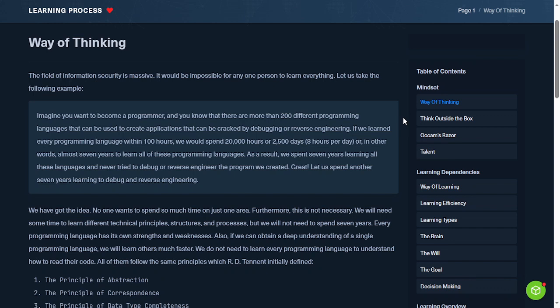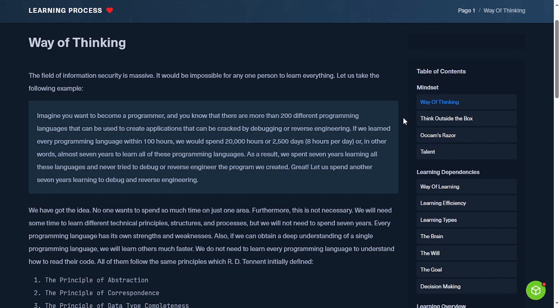Imagine you want to become a programmer, and you know that there are more than 200 different programming languages that can be used to create applications that can be cracked by debugging or reverse engineering. If we learned every programming language within 100 hours, we would spend 20,000 hours or 2,500 days, 8 hours per day. Or, in other words, almost 7 years to learn all of these programming languages.